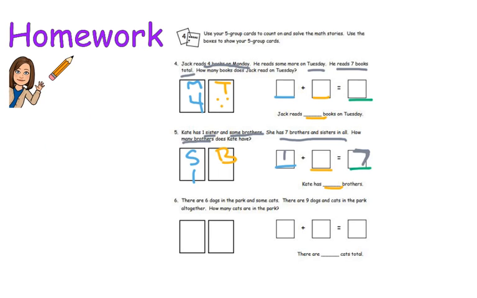All right, number 6. There are 6 dogs in the park and some cats. There are 9 dogs and cats in the park all together. How many cats? So again, we have dogs and cats. And there are 9. And this said 6 dogs. And we need to find out how many cats. So you can go ahead and solve for this problem as well.